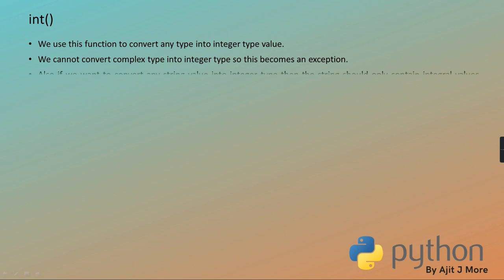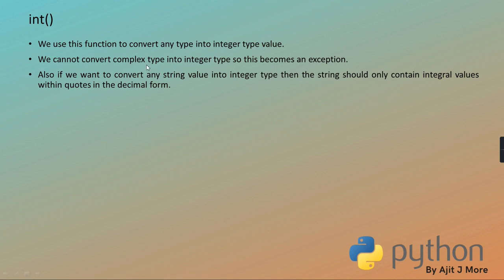So we cannot convert complex data type to integer; it becomes an error. Converting a string to integer is allowed, but the string should contain a valid numeric value. The string should only contain an integral value within quotes. If it contains some non-numeric value, then it will generate a value error.